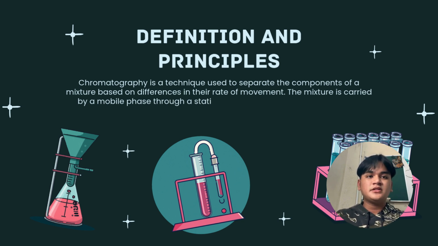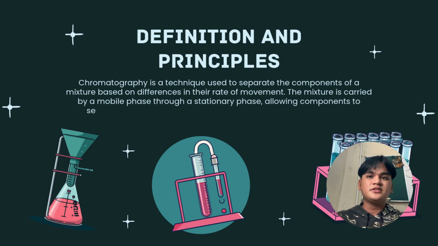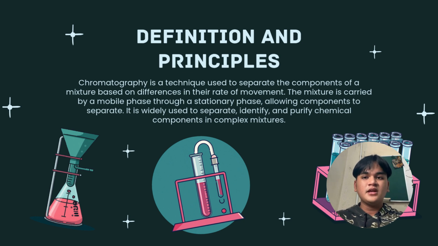To make this separation occur, the mixture is carried by a mobile phase as it travels through a fixed stationary phase. Because different chemical components interact differently with these two phases, they travel at different speeds and naturally pull apart from one another. This makes chromatography an incredibly versatile and widely used tool across science labs to separate, identify, and purify chemical components hidden within complex mixtures.